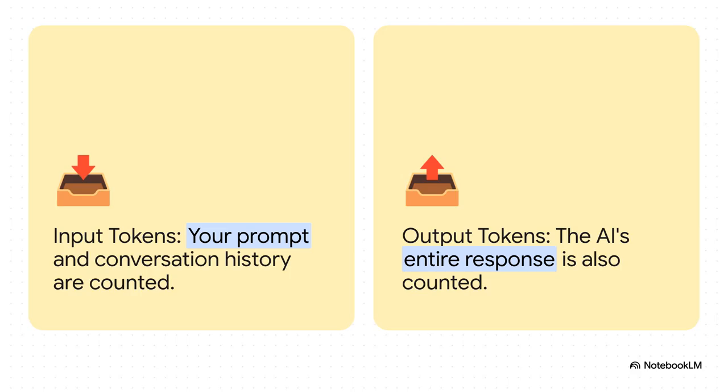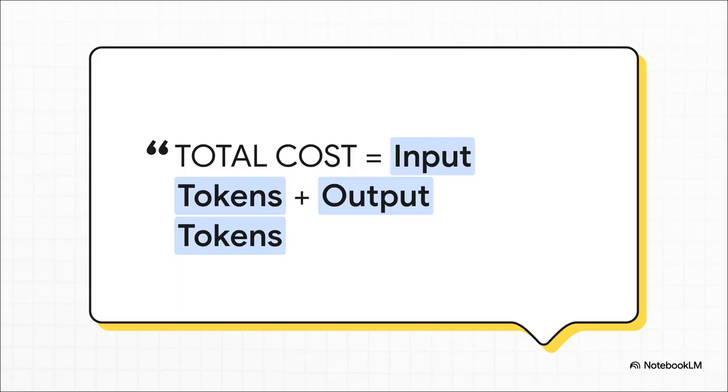The input tokens, that's your prompt, sure, but it's also any conversation history you include. And the output tokens, that's the AI's entire generated response, from the first letter to the last period. So the formula is actually super simple. Your total cost for any interaction is just your input tokens plus your output tokens. That's it. It's a full accounting of all the work that was done.